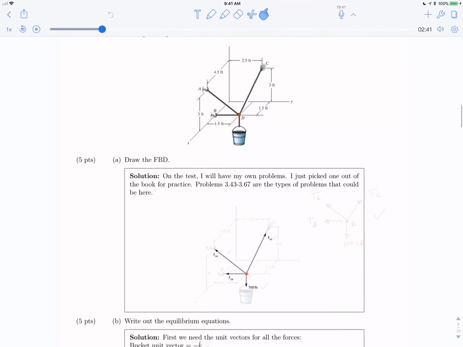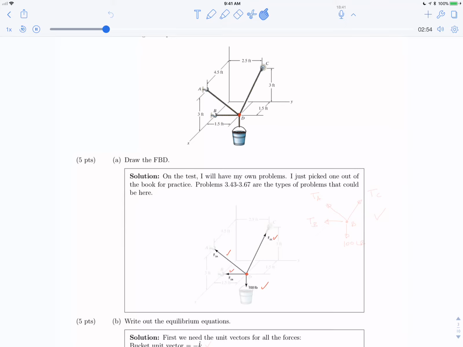There's point D. And in a 3D problem, I draw all the forces pulling away. So you can see that I've drawn all these forces pulling away. Not to mention, these are all ropes, so they have to be pulling away. Now, I drew this over the existing picture so you can see what I'm doing. When you do it on a test, you're just going to do something like that.